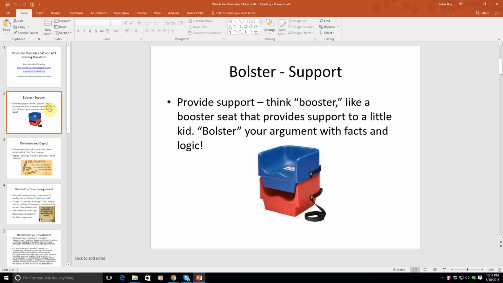The first word I'd like to discuss with you is bolster. Bolster means to support. It provides support. You can think booster, like a booster seat that provides support to a little kid. You can bolster your argument with facts and logic, just like the booster seat boosts the little kid at the restaurant or in the car.